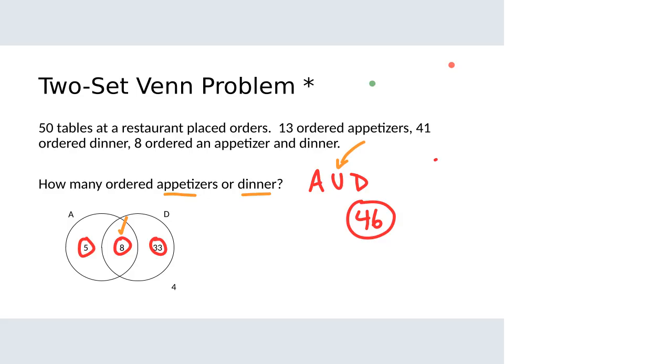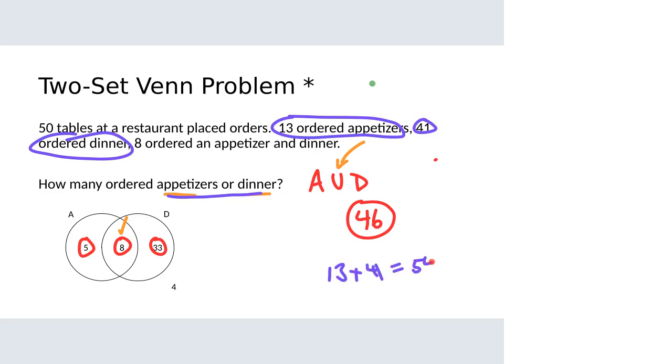There is one other thing I want to mention. If you tried to answer this without drawing the Venn diagram, if you just said, well, appetizers or dinner, 13 ordered appetizers, 41 ordered dinner, so 13 appetizers, 41 dinner, that's 54. Well, it's not correct. What you've done is you counted these 13, then you counted these 41. These 8 in the middle here have been counted twice. We don't want to do that.